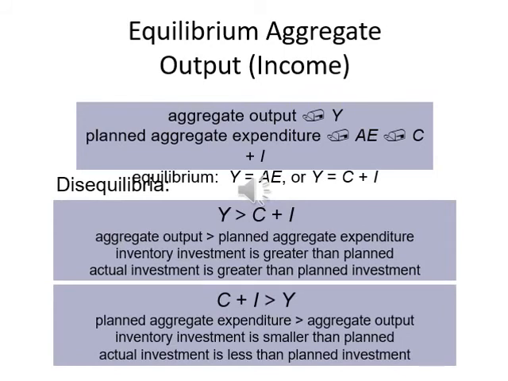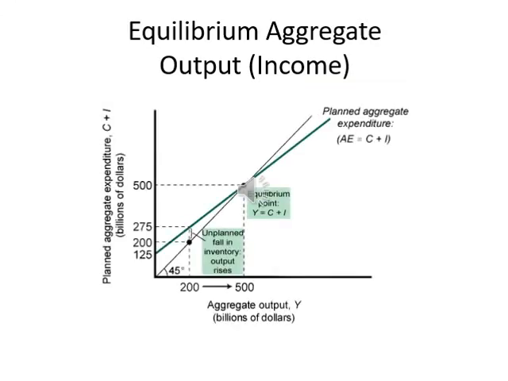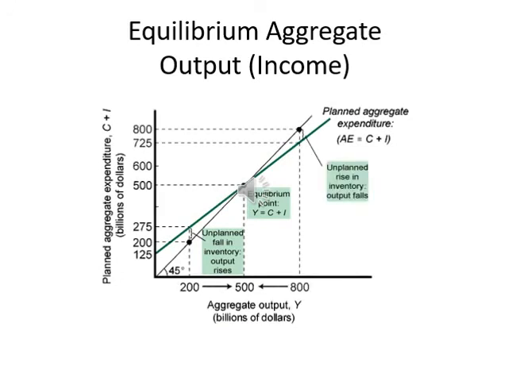Equilibrium aggregate output, income. Aggregate output equals Y. Planned aggregate expenditure equals AE equals C plus I. At equilibrium, Y equals AE, or Y equals C plus I.